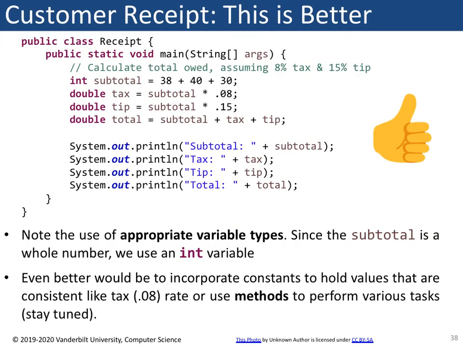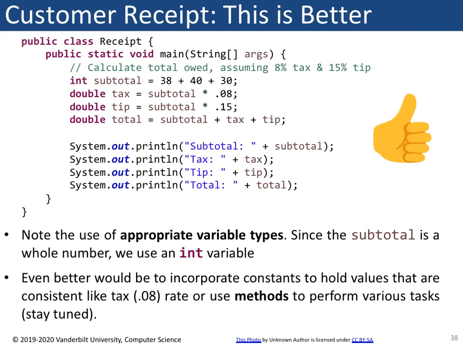Okay, so here we have done precisely what we said. We are calculating the subtotal, then calculating the tax, tip, and then summing to find the total. Now notice here we are declaring our subtotal as an integer because each of the values involved in the subtotal are integer values, so that's an acceptable data type to use. So we declare a subtotal integer, and we assign it to the expression 38 plus 40 plus 30. So our subtotal then is 108.